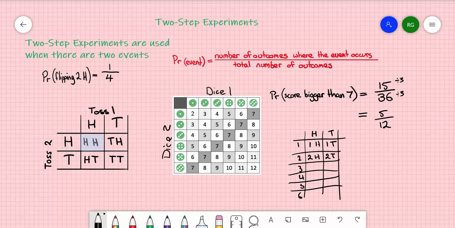The key to these two-step experiments is drawing your table correctly. Once your table is drawn correctly, you'll be able to pull all of the data that you need to determine your probability. That's largely it from today's lesson. Remember, draw your tables up really nicely because that will therefore make it easier for you to work out your probabilities. Thank you for listening.